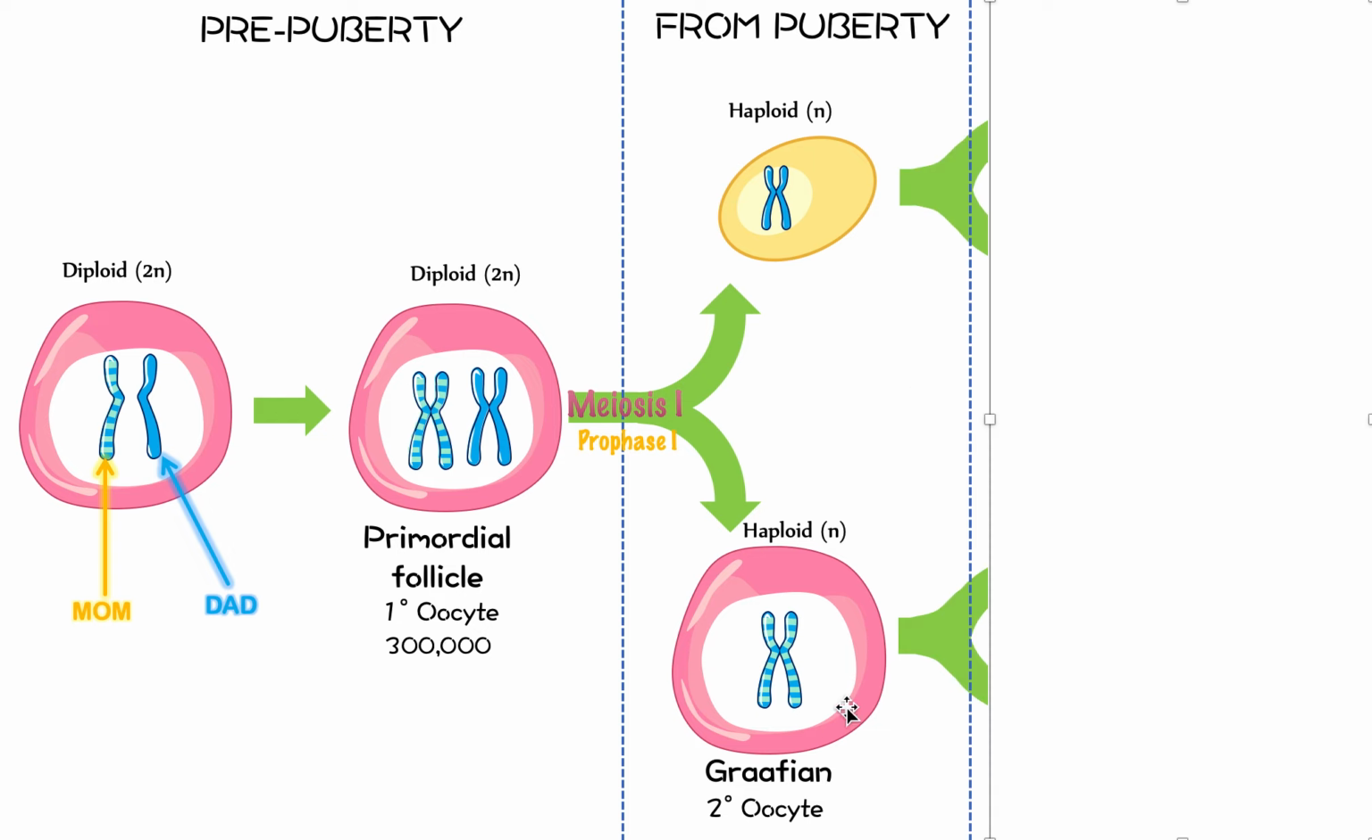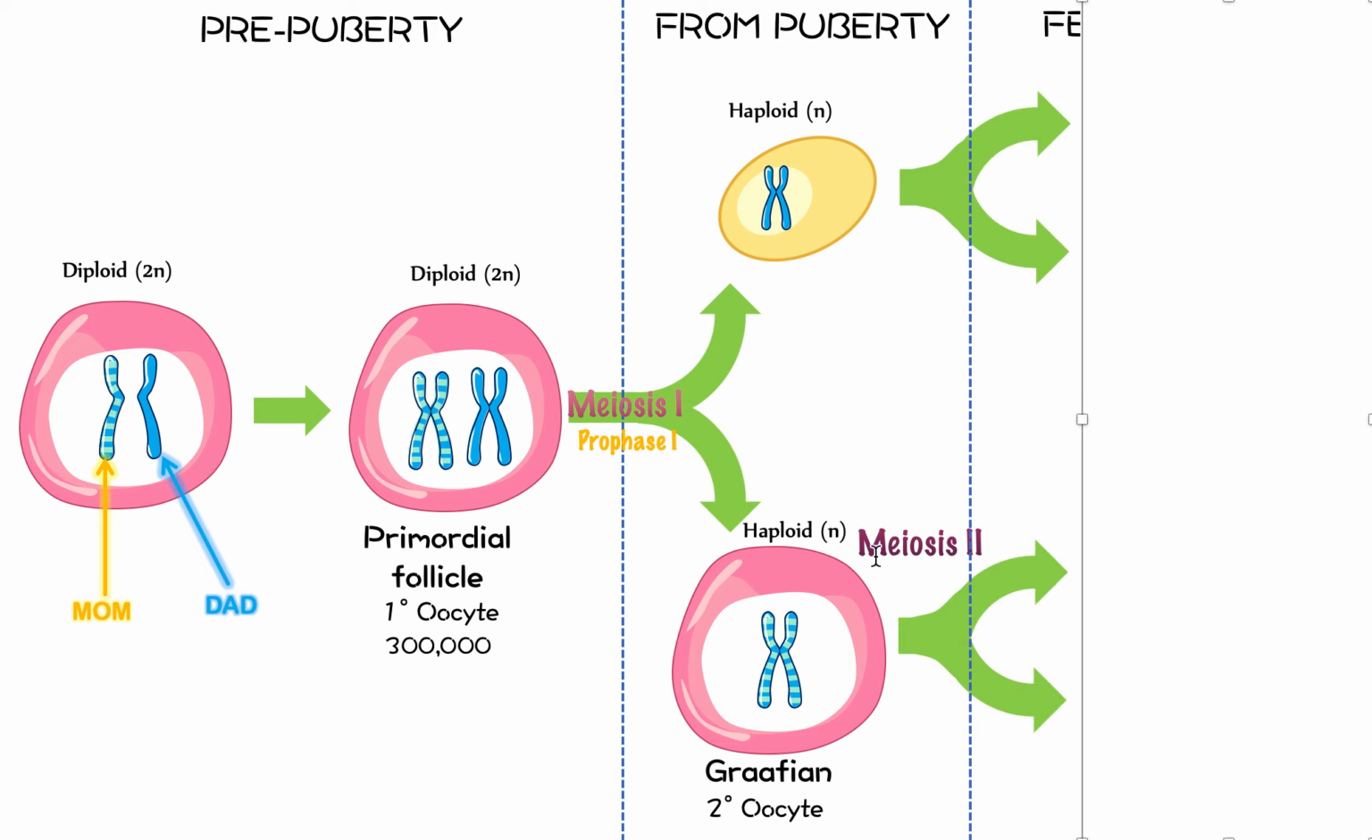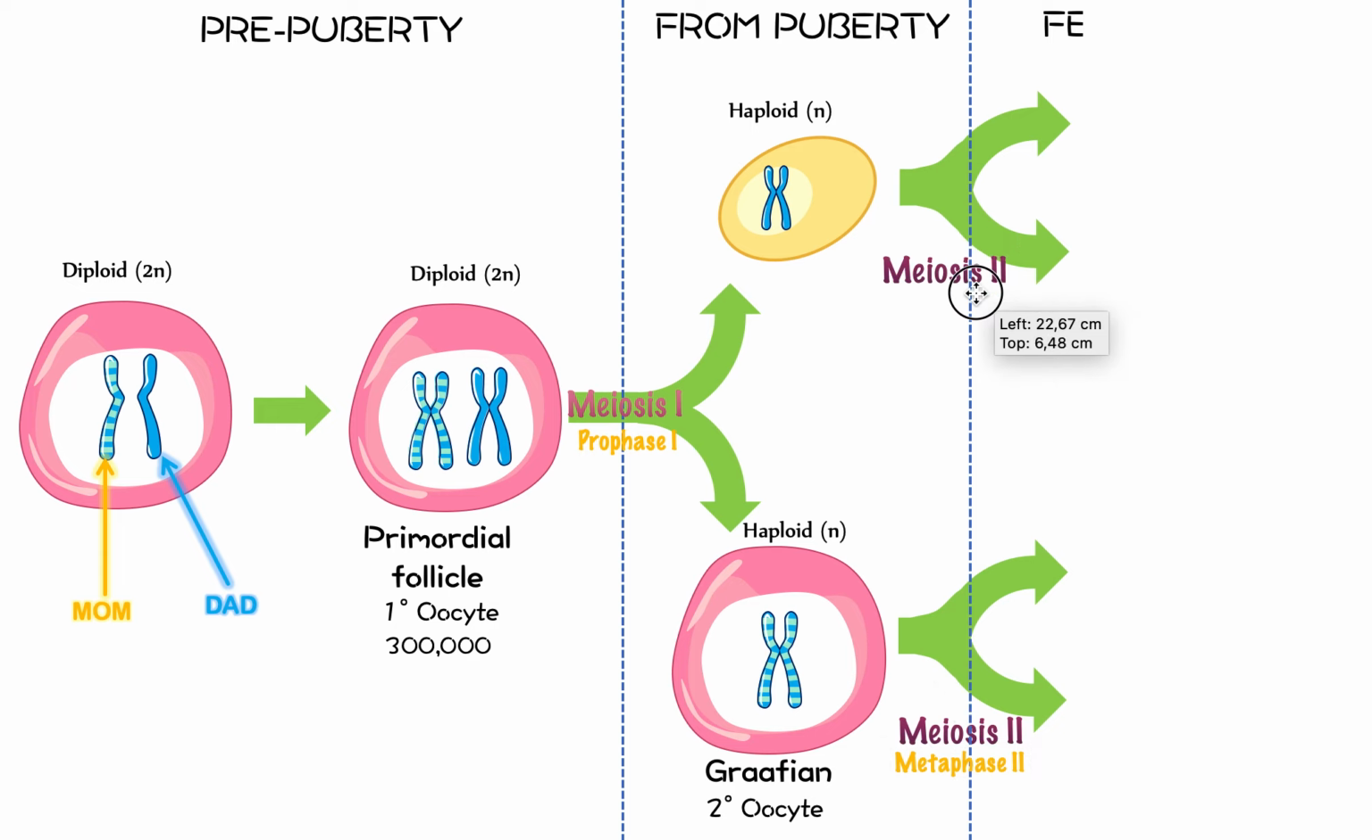Because this one is going to go into meiosis 2, it's going to stop at one of the stages. Do you remember? It's going to stop at metaphase 2. So here we go. I'll put it here. Specifically, it's going to stop in metaphase 2. But because it's in meiosis 2, we call it a secondary oocyte. We don't care that much about this. We care about the key one.